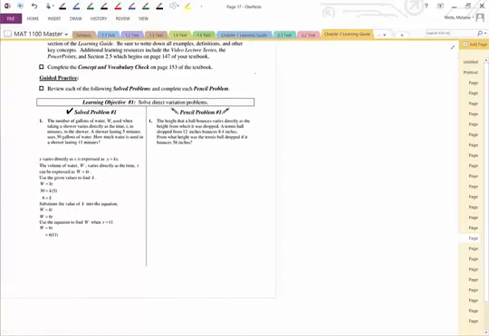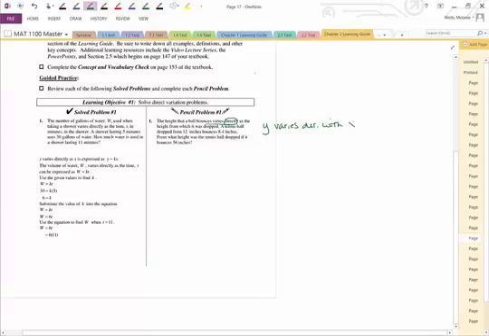So if we look at number 1, we've got the height that a ball bounces varies directly as the height from which it was dropped. Now everything that we've done so far is usually y varies directly with x. So here y is the height that it bounces, and x is the height from which the ball is dropped. Since it's direct, we will be using y equals k times x.